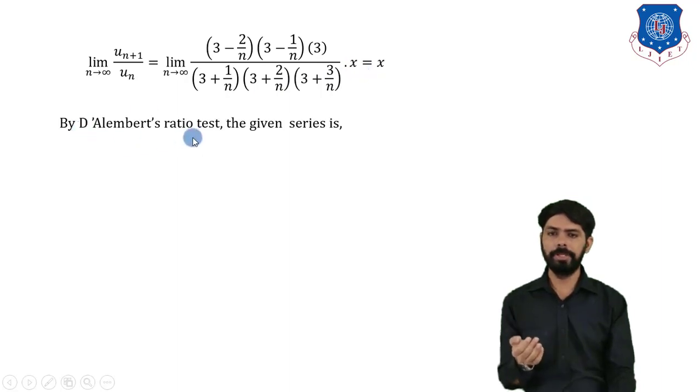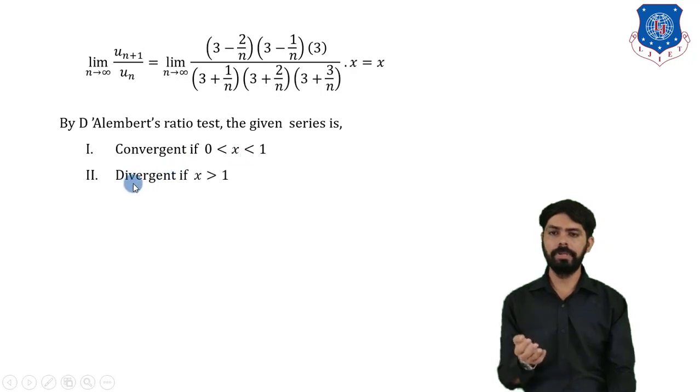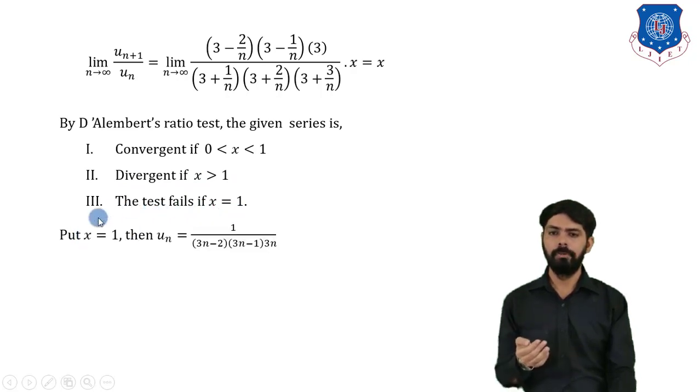Now by D'Alembert's ratio test, the given series is convergent if 0 is less than x less than 1, and it is divergent if x is greater than 1, and the test fails if x is equal to 1. So here we will have to check for x equal to 1, because if x is equal to 1 then the ratio test fails. So if we put x equal to 1 in un, then it will be 1 divided by 3n minus 2 into 3n minus 1 into 3n.